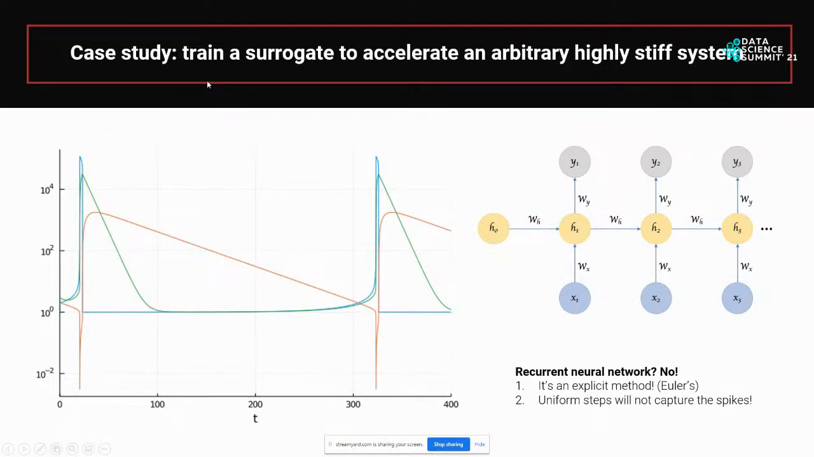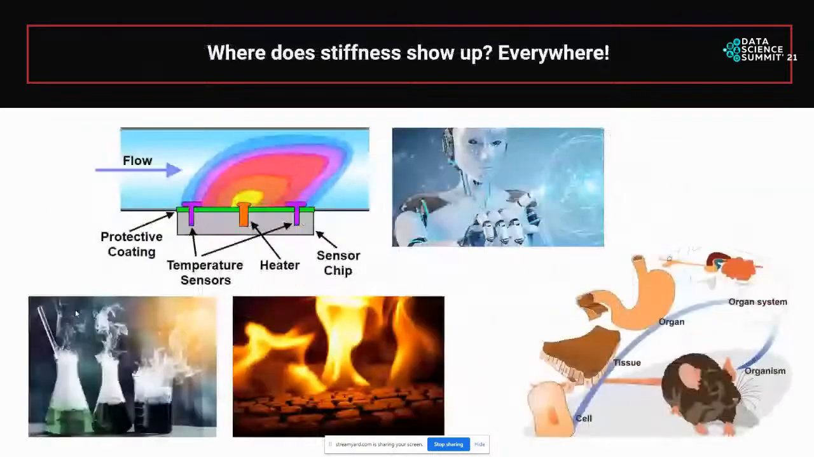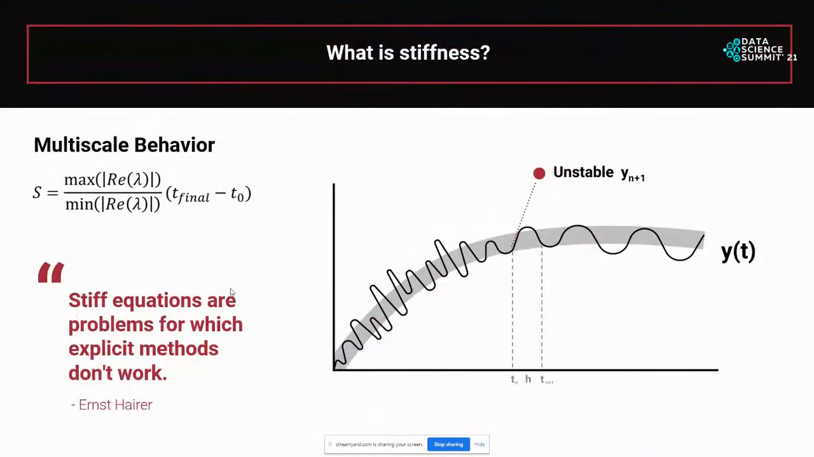It's kind of ridiculous, right? So a recurrent neural network can't work here because you can't deal with uniform time steps. But also, this is essentially one of these explicit methods, right? It's looking at where you are and then projecting to the future where it thinks you should be. That's exactly the same problem as looking where you are and projecting to where you will be in the future.